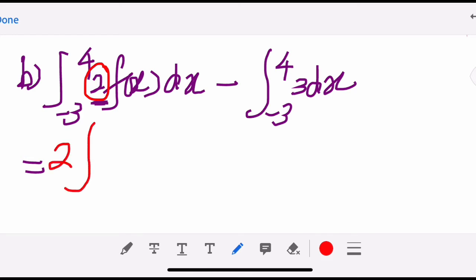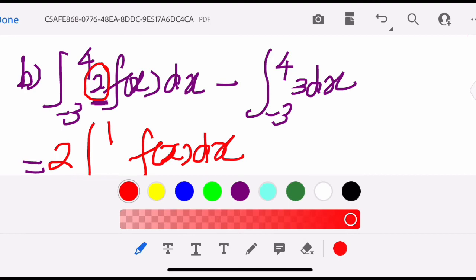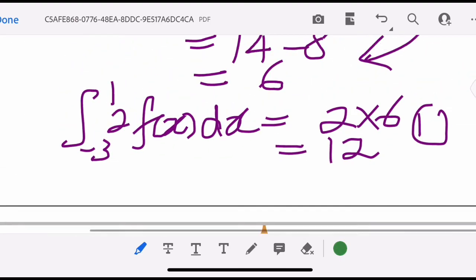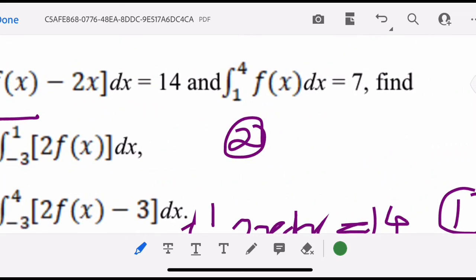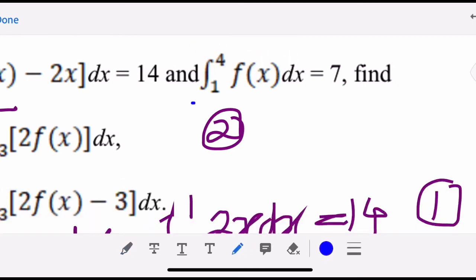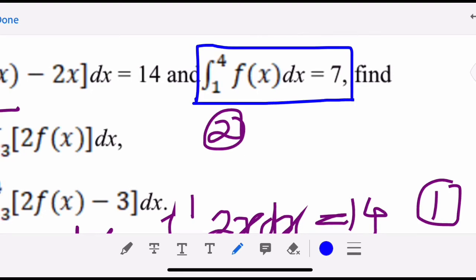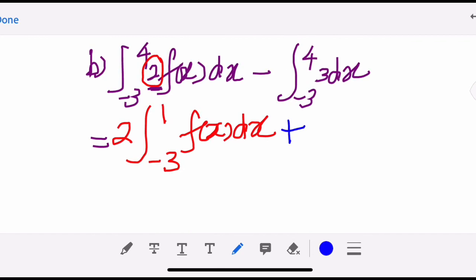We don't have integrate from negative 3 to 4, but we have negative 3 to 1 fx dx, and we have another one, right? You look at the question, they gave you another one. Let's see what the question gave. What they gave you is actually to hint you to use it. They give you 1 to 4. That means you have to use the 1 to 4, right? So this integrate 1 to 4 fx dx, we are going to use it now. So plus integrate 1 to 4 fx dx, right?